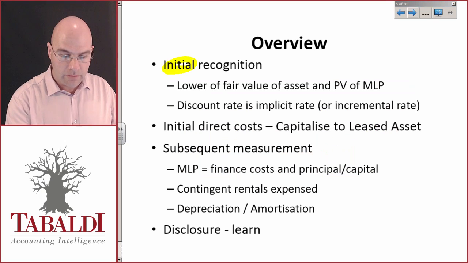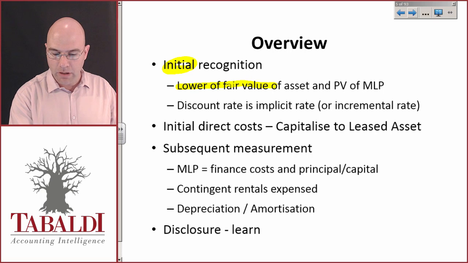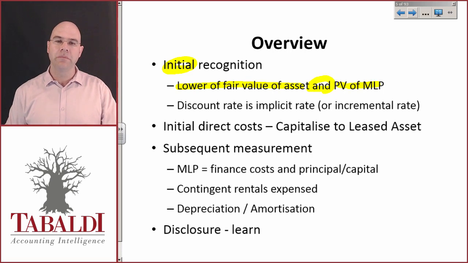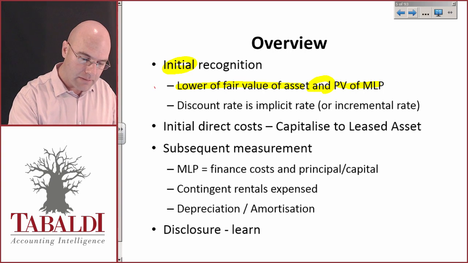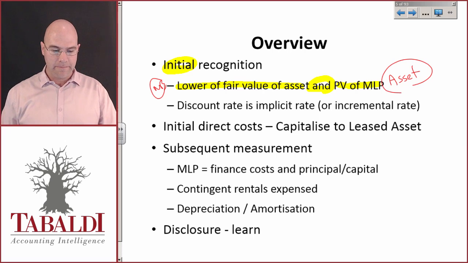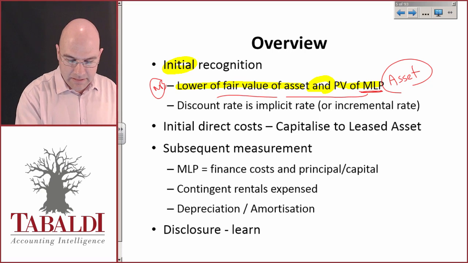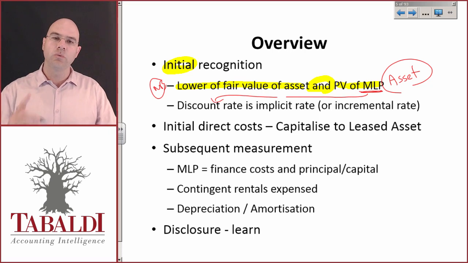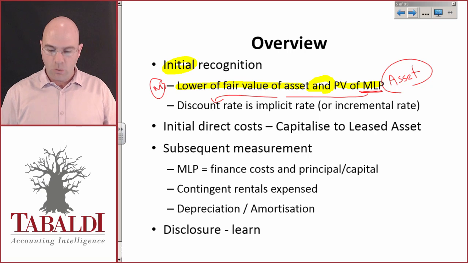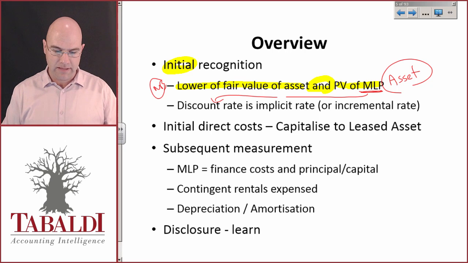Initial recognition for the lessee. You recognize the asset at the lower of the fair value of the asset and the present value of the minimum lease payments. That is very NB, right? And that, ladies and gentlemen, is for the asset, not the liability. Make sure when you're doing the minimum lease payments, the discount rate that you are using is the rate implicit in the lease or the incremental rate. You must go and learn the definition for what the incremental rate is.